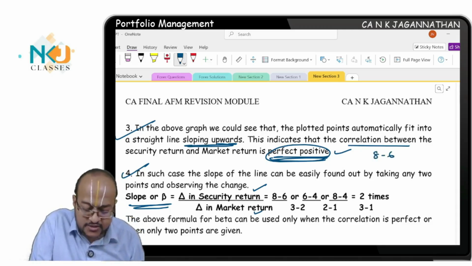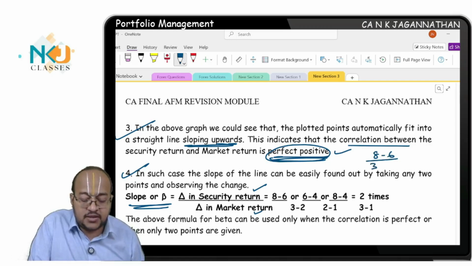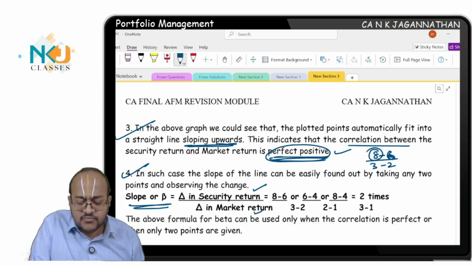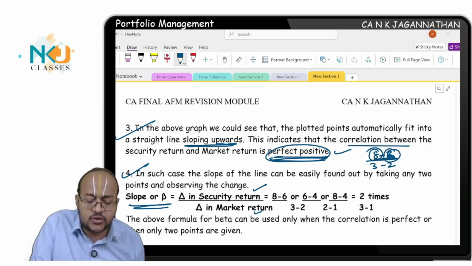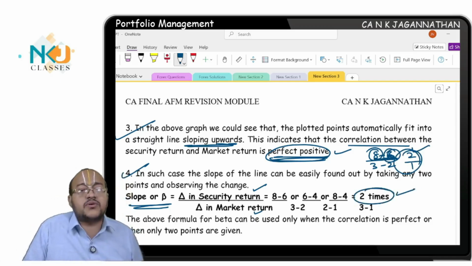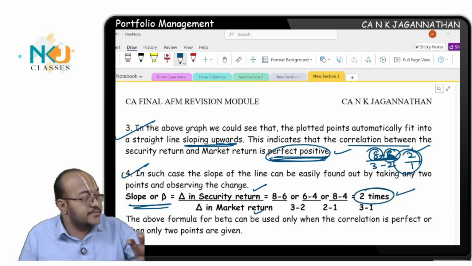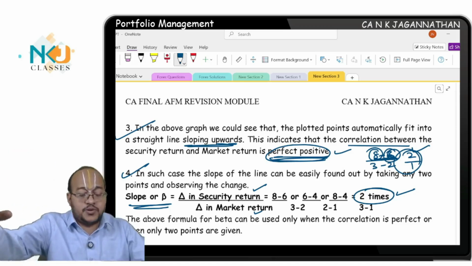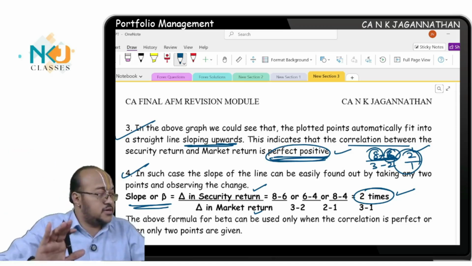See, 8 minus 6, divided by 3 minus 2. For a 3% market return, the security will give you 8% return. For a 2% market return, the security will give you 6% return, which means the change in security return is 2 and the change in market return is 1. For 1%, it is giving 2 times the return of the market. Security is changing 2 times the market return, which means if the market gives 2% return, the security changes by 4%. Like this, you need to analyze. Are you all understanding this first?